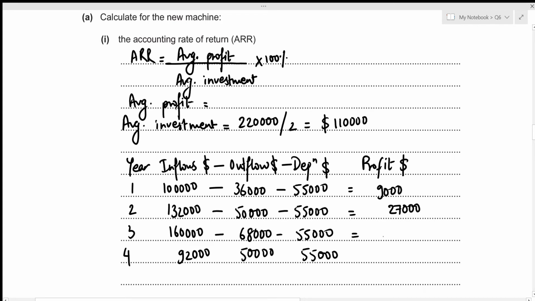Now for the third year, that's 160,000 minus 68,000 minus 55,000, which results in the profit for the third year to be 37,000. And for the last year, that's going to be 92,000 minus 50,000 minus 55,000, which results in the negative balance of 13,000, which means that there is a 13,000 loss for the fourth year.